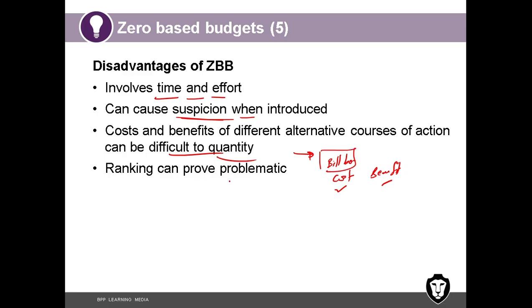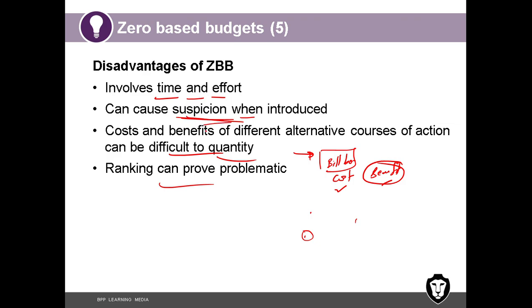Ranking can prove problematic because it's very subjective. Since the benefit is not quantifiable, somebody might say, no, compared to a Google ad, Facebook is better. Somebody might say, no, Facebook, Insta is better. So ranking can become problematic. And managers may not like it because of this suspicion factor.